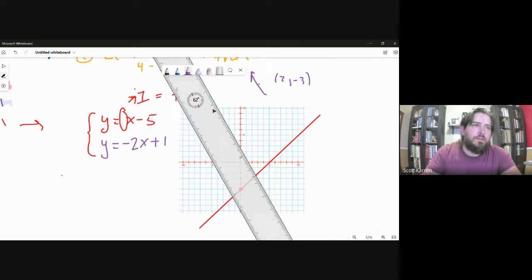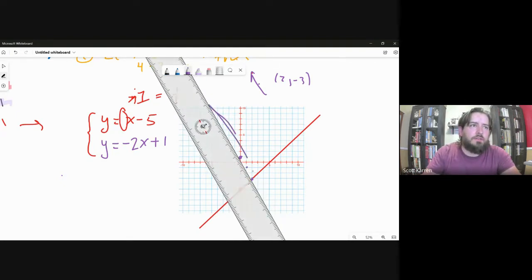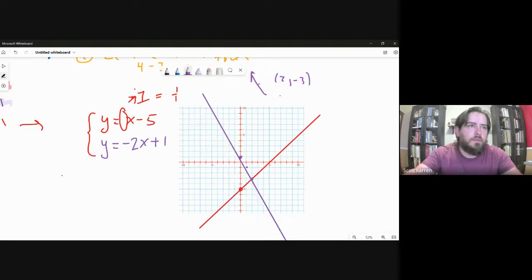Good enough. There we go. All right, so there's the two lines. They only touch at one point. They touch right there at the point 2, negative 3. So there is only one solution to this equation, and that's it.